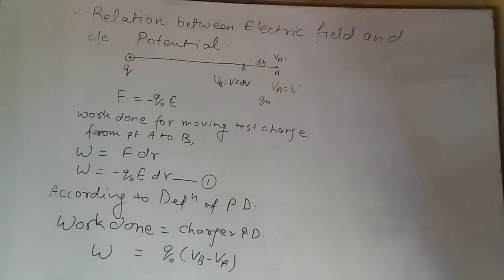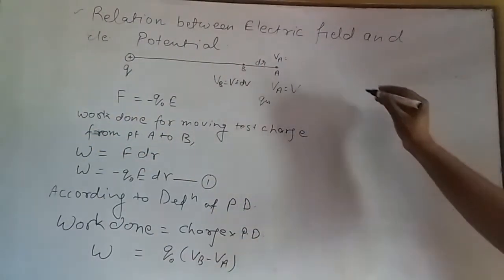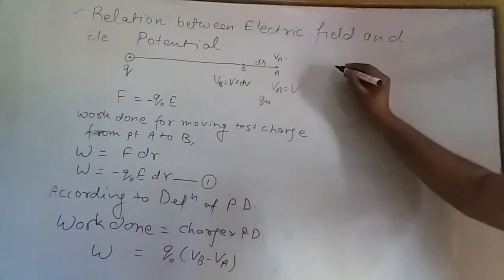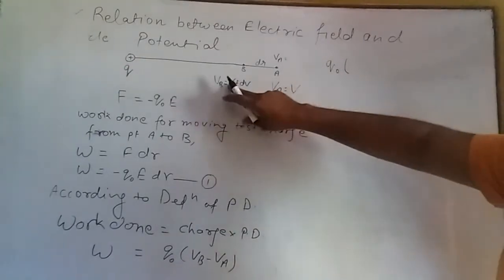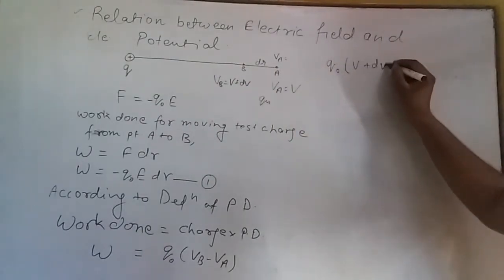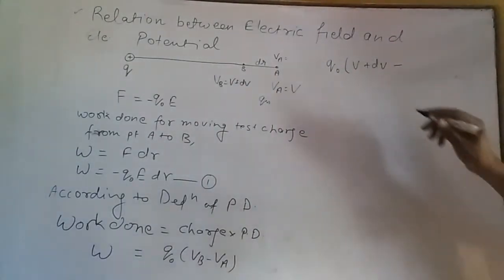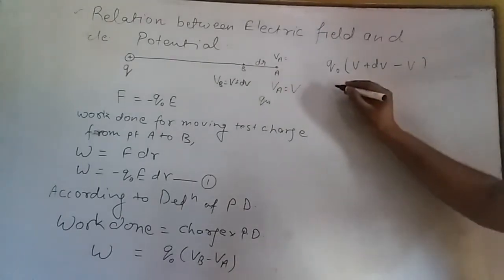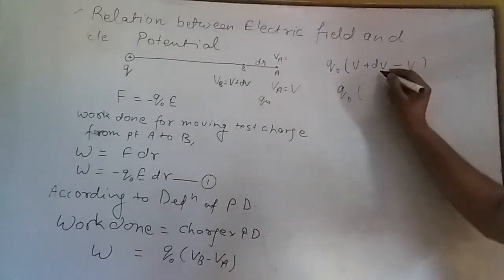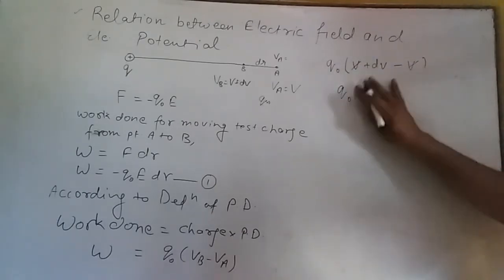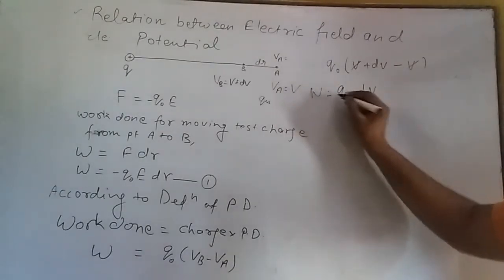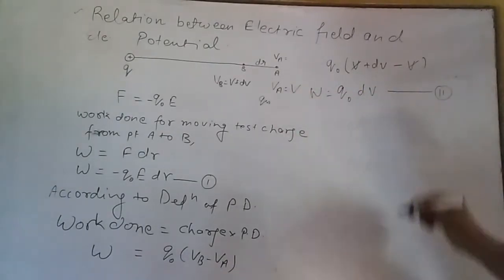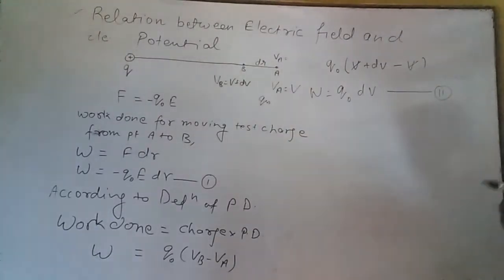Putting the value of VB and VA, put here the values. This is Q naught, and value of VB, V plus dV minus V, and this is Q naught, ये कैंसिल और ये आ गया Q naught dV. This is the work done in second case. So we write here equation number 2.